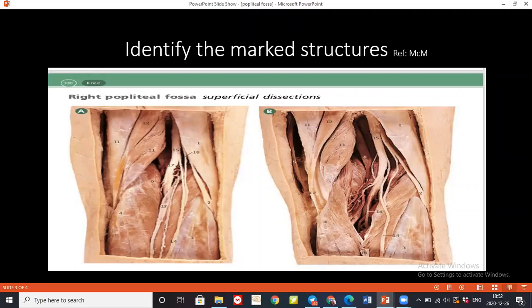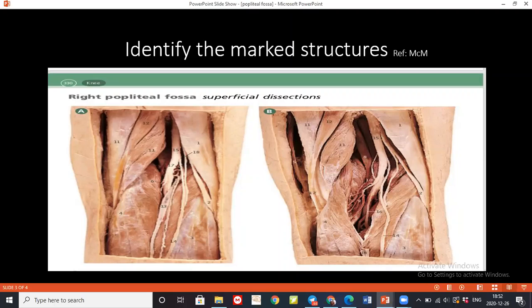It's a synovial joint. Okay, tell me please more. What are the muscles or ligaments or structures which strengthen the knee joint? So the knee joint, I think, is a hinge type of synovial joint, and it has intra-articular and extra-articular ligaments.